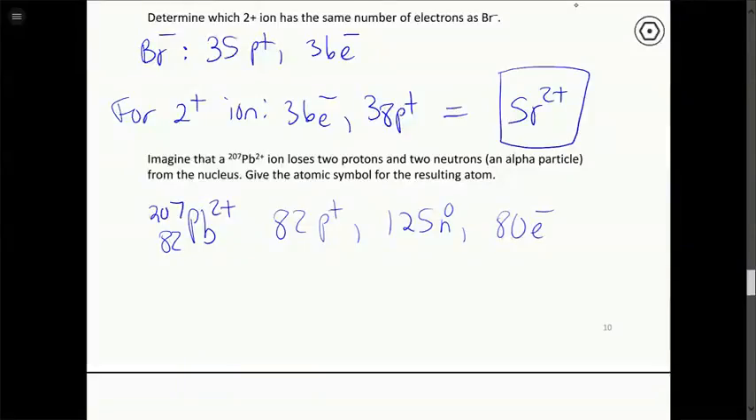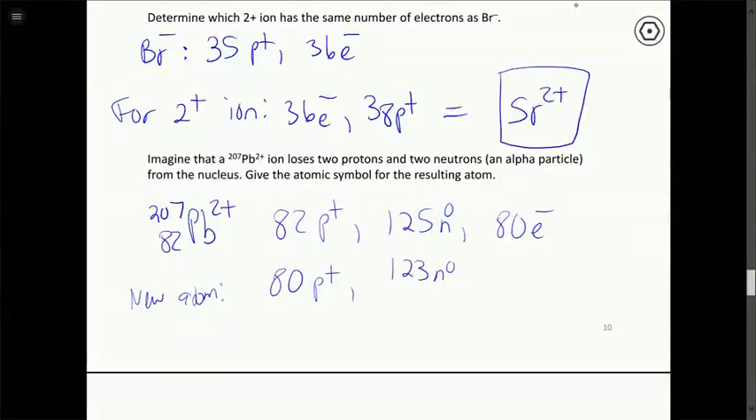And now we imagine some process where we lose 2 protons and 2 neutrons. So our new atom, or ion, or whatever it ends up being, is going to have 2 fewer protons. We lose 2 protons, so that's 80. We lose 2 neutrons, so that's 123.